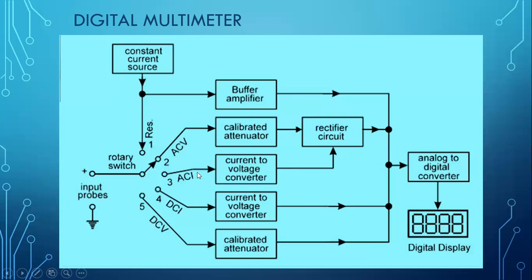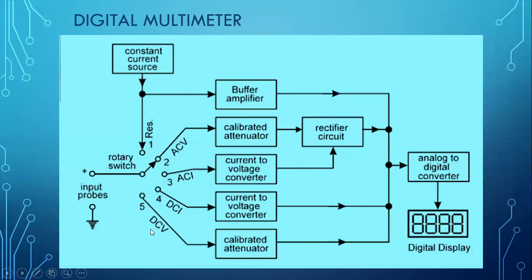So for AC voltage or AC current, the rectifier circuit is a must. For the AC voltage, directly apply that AC voltage to the rectifier, convert it to DC, convert it to digital and display. For AC current measurement, convert that AC current to AC voltage, rectify it, apply it to the ADC, and the ADC to the display.